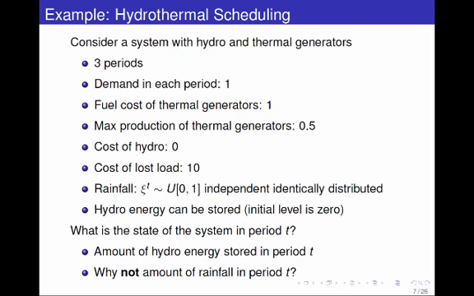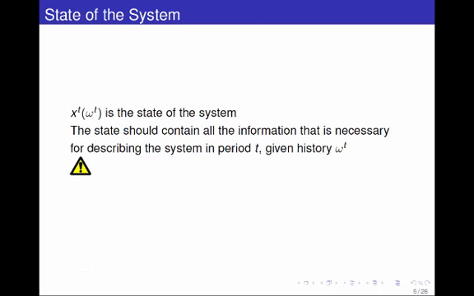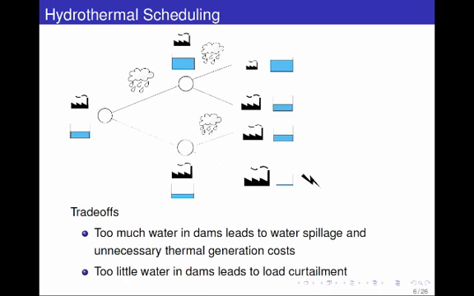Now, the amount of rainfall in period T is not a member of the state vector. Again, the way I've described the whole problem is there is stuff coming in from T minus 1 and what I observe in T. So there are these two things that are revealed to me when I'm deciding in T. State from previous periods and the rainfall now. So the rainfall now is not a member. The uncertainty I observe now is not a member of the state vector.